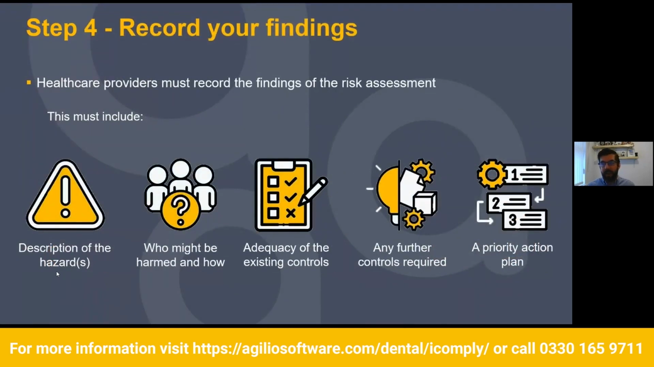So once you've done that, you then need to record your findings. So everything you've done, you've identified the hazards, you've looked at your existing controls, you've considered the hierarchy of control to see if there's anything more you can do. You then need to document all of that down. And that needs to be recorded for evidence that you have managed the risk to satisfy your obligation, as we touched on at the start of this webinar.